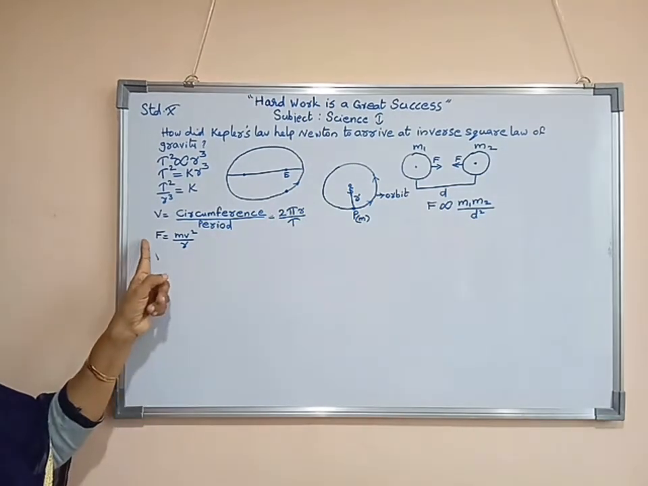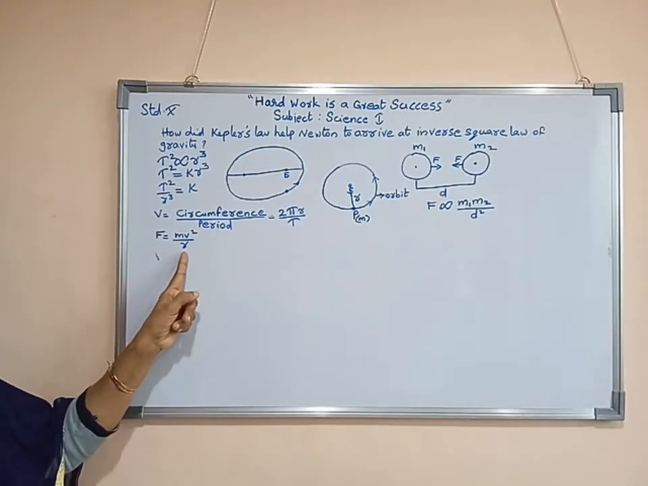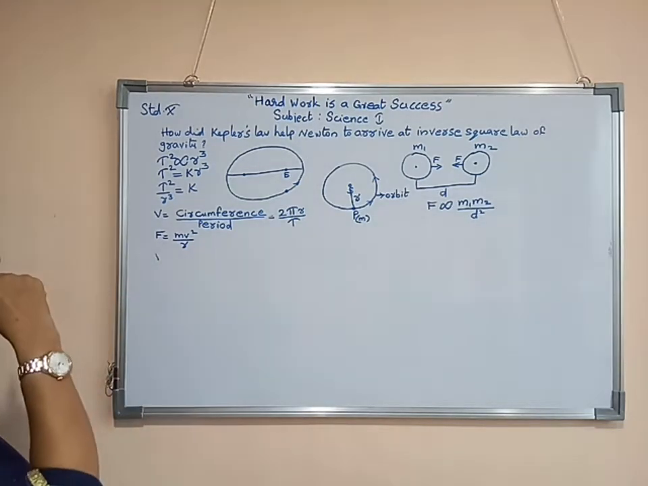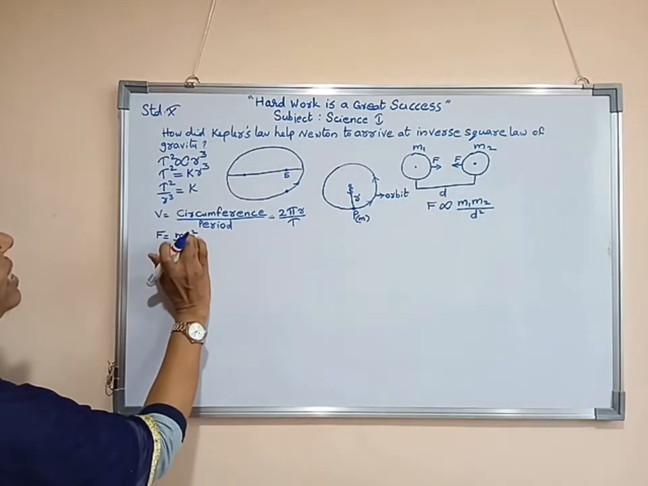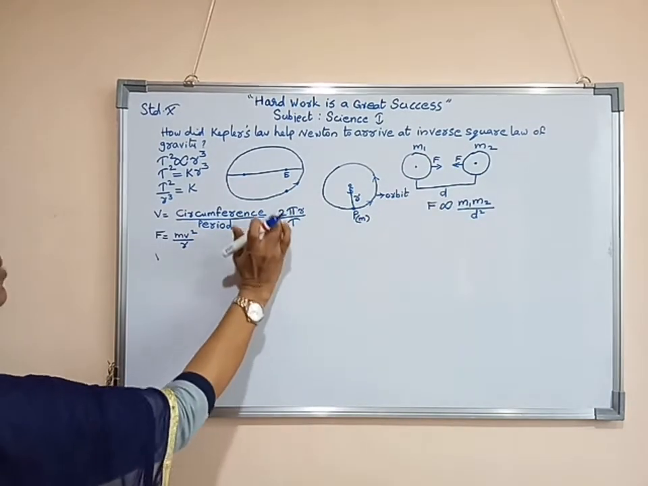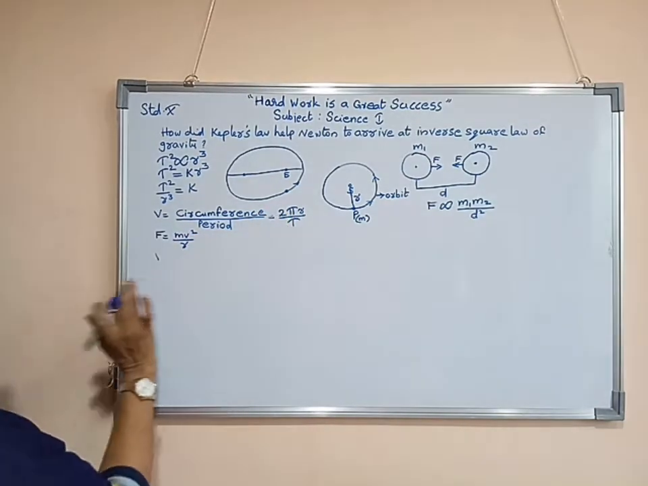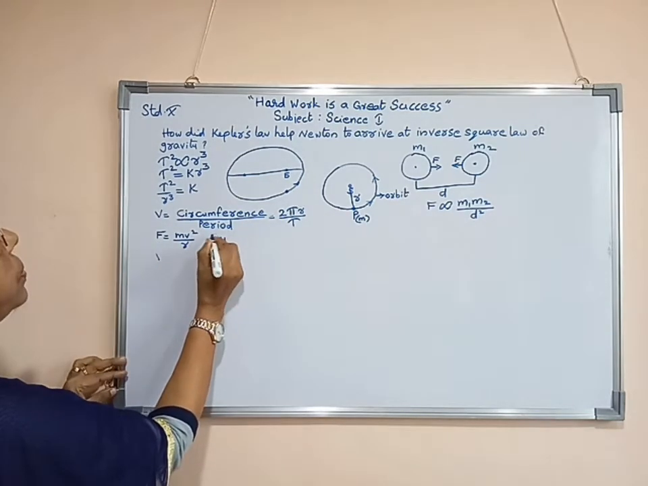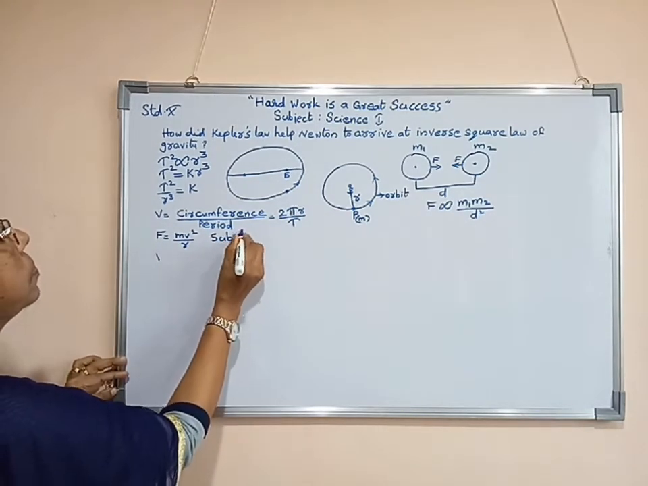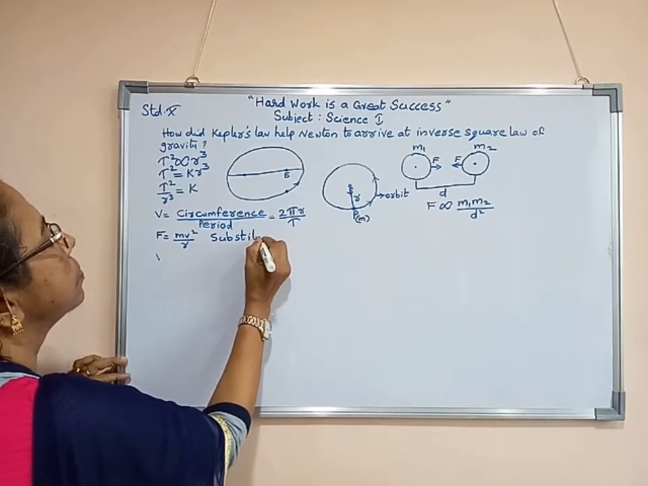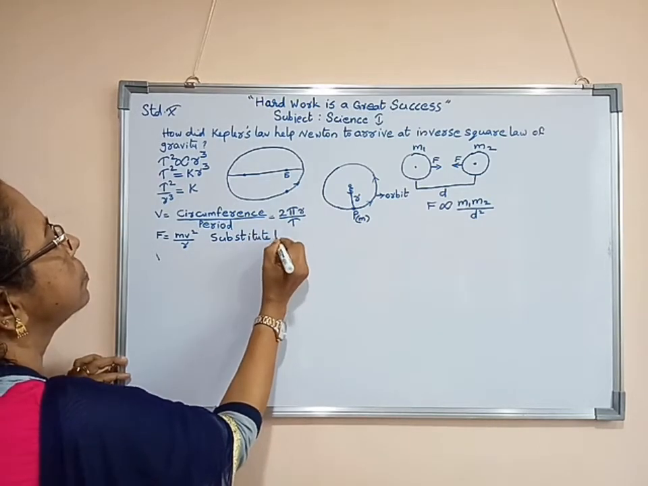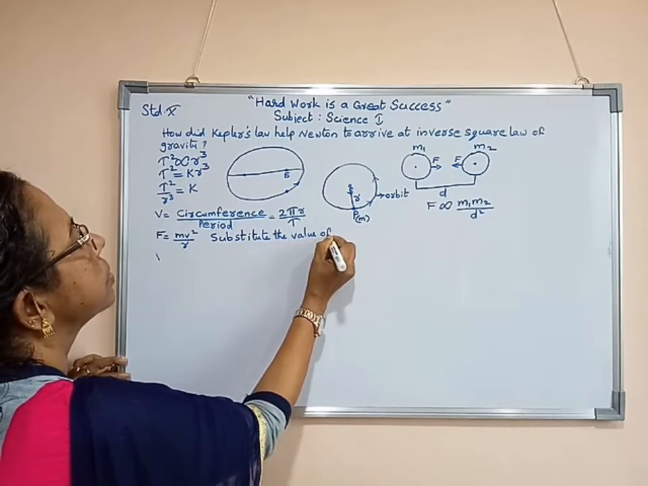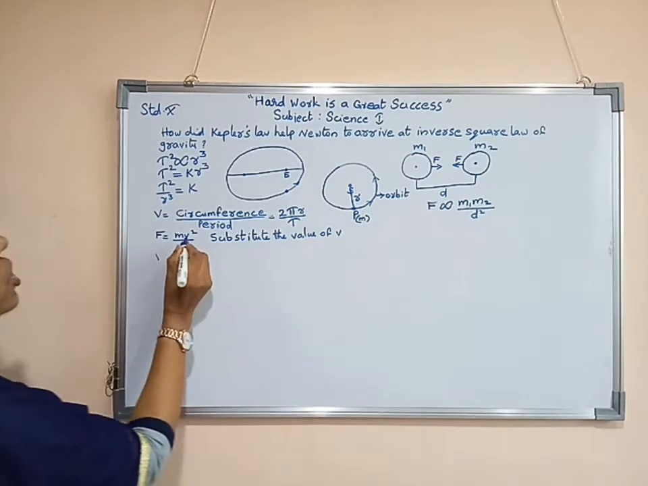Now F we have got mv square upon r. Here this V is there, and that V means 2 pi r upon t. So we have to substitute the value of V here, in place of V square.